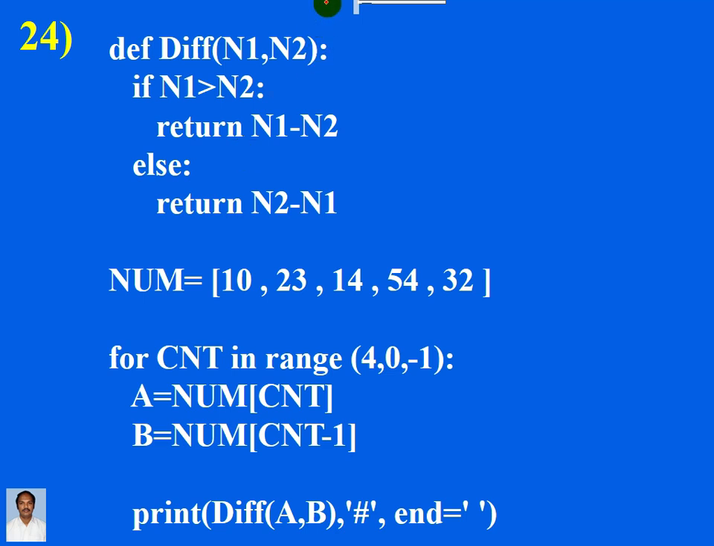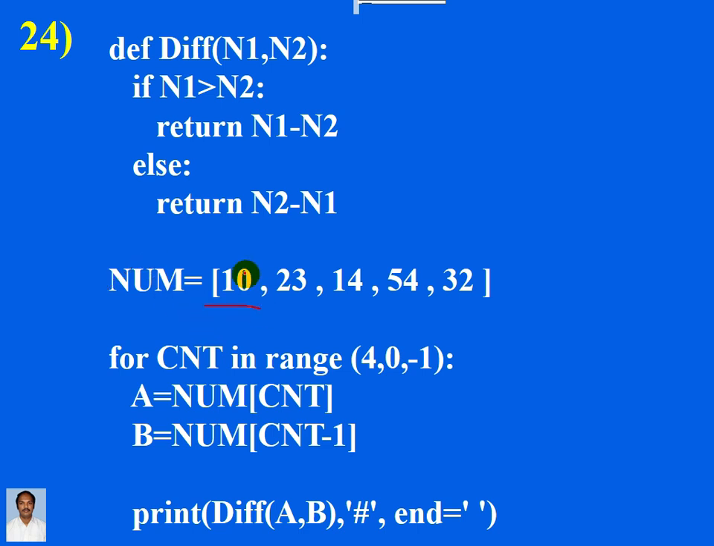Question number 24. Output type of question. Step 1. Memory should be allocated for the global variables. There are no global variables. Step 2. Execution of a Python program starts and ends at main function. So this is the starting point of the main function.